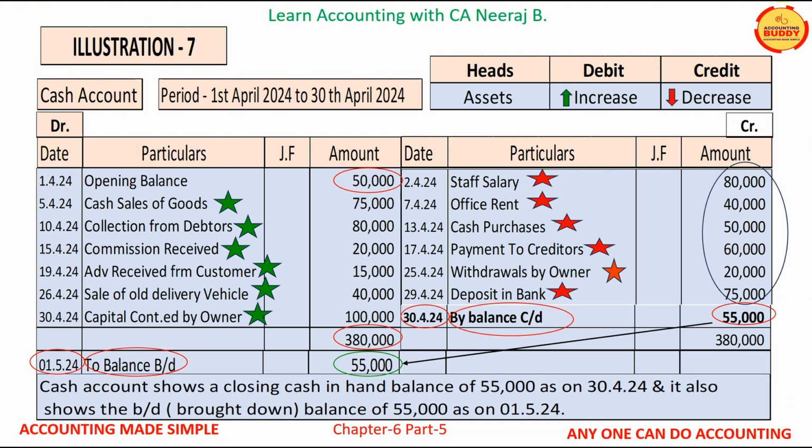Cash account shows a closing balance in hand of 55,000 as on 30th April 24, and it also shows the brought down balance of 55,000 as on 1st of May 24. I sincerely hope we have understood with this example the concept of balancing of an account and the terms balance carried down and the balance brought down and their relevance.